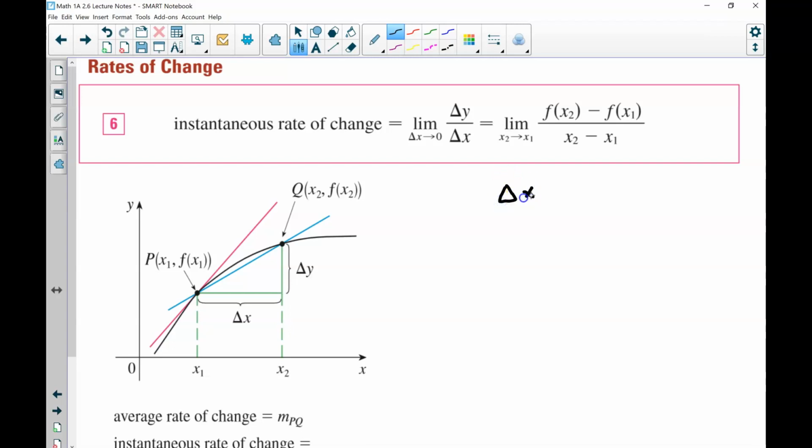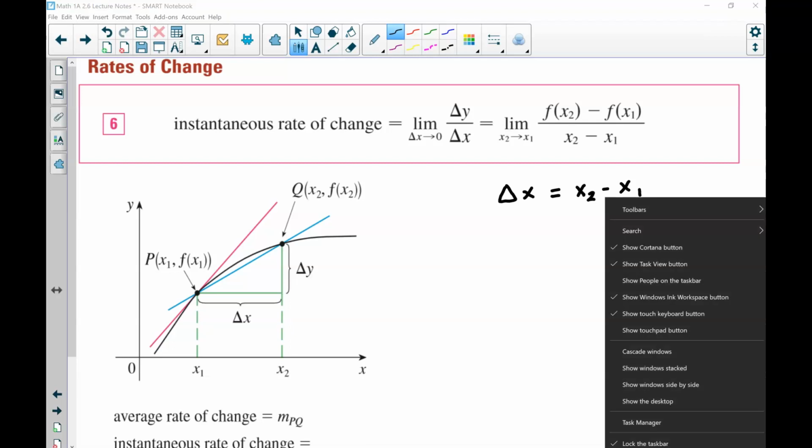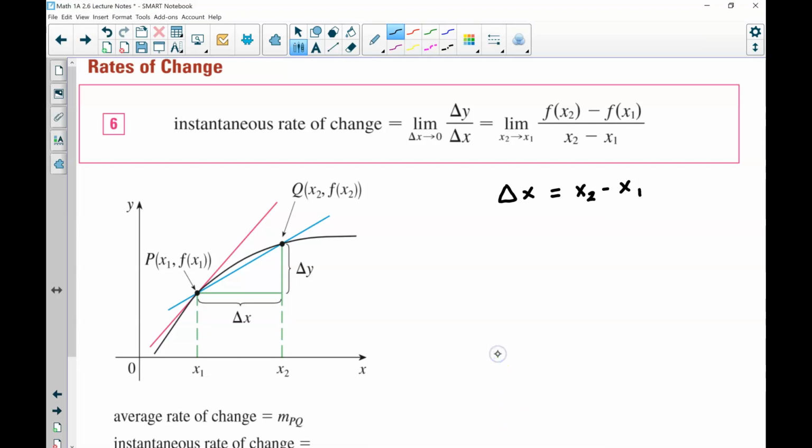So the change of x would mean that you're finding the value of x2, which is the second x, minus the first x. Okay? And then the corresponding change in y would be the following. If we use that triangle as the change in y, that would be f of x2 minus f of x1.